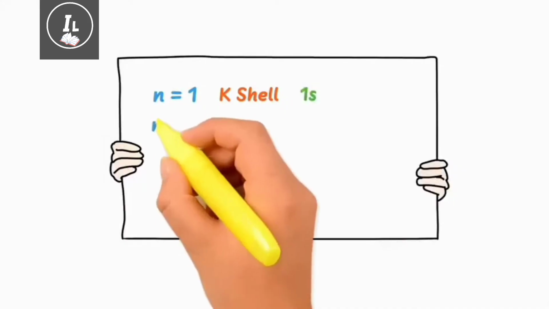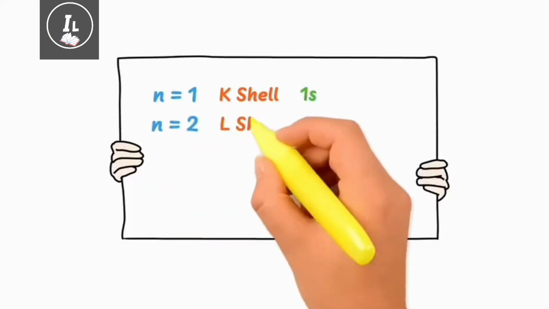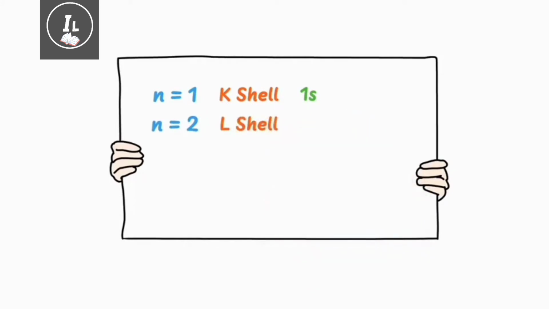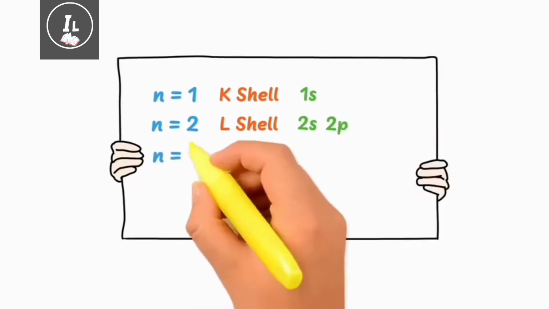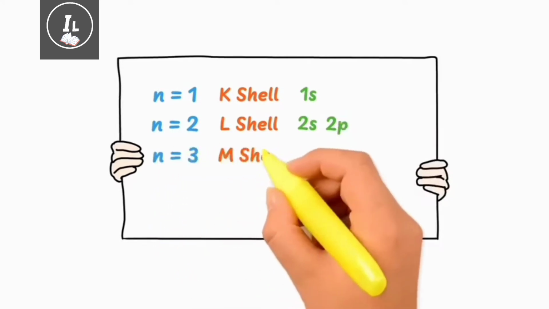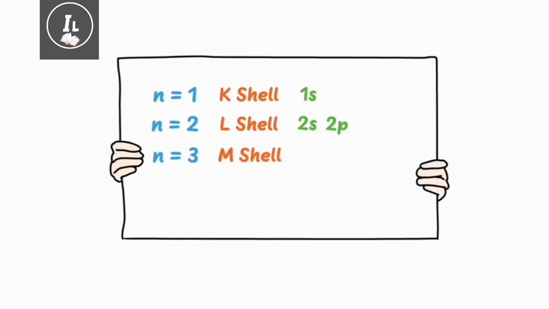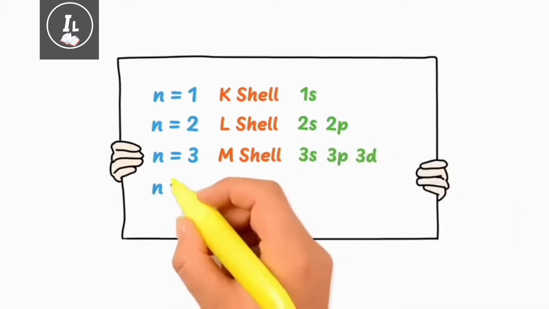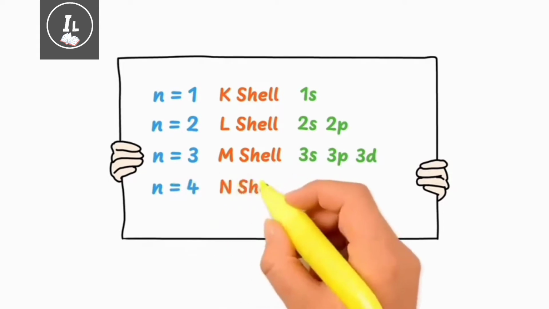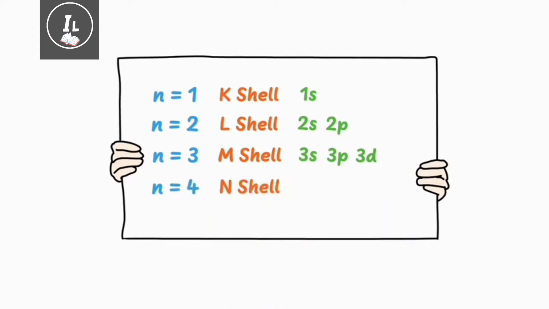2s. When n is equal to 2, it is L shell and it has two subshells, 2s and 2p. When n is equal to 3, it is M shell. It has three subshells, 3s, 3p and 3d. When n is equal to 4, it is N shell. It has four subshells, 4s, 4p, 4d and 4f.